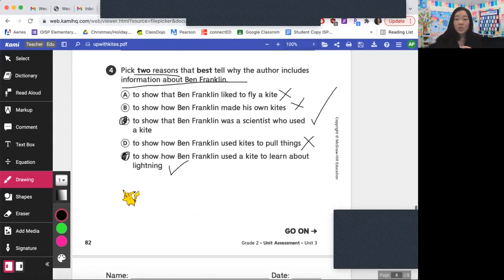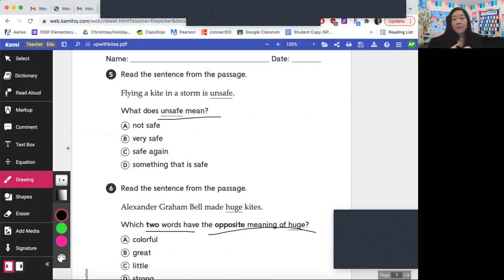Okay, we have 3 more questions. Number 5, read the sentence from the passage. Flying a kite in a storm is unsafe. What does unsafe mean? So you guys should know this one. Go ahead and unmute and let me know. What does unsafe mean? What does the prefix un mean? Not safe. Very good, not safe.